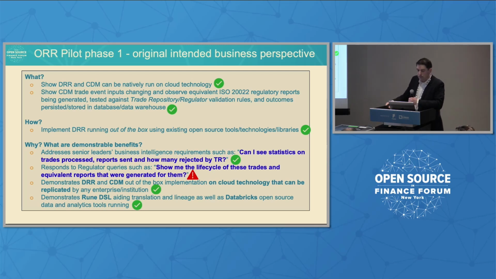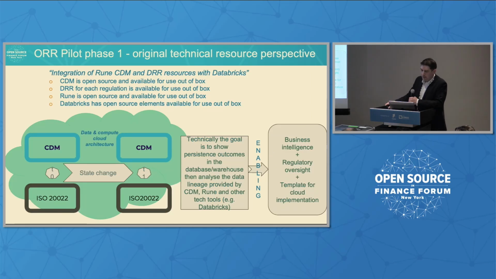And then the next one was that regulatory query idea that Nick was talking about. Show me the life cycle of these trades, what were the equivalent reports that were generated from them. We didn't quite do that, but I'll talk about that in a minute. Demonstrate the DRR and CDM out-of-the-box implementation on cloud technology that can be replicated by anyone. So that's really what the greatest success was. I think Jane was calling it CDM in a box, or DRR in a box was the guiding principle.